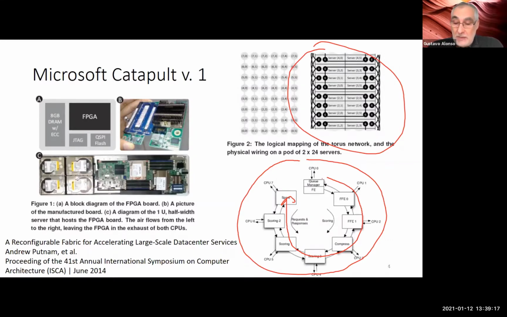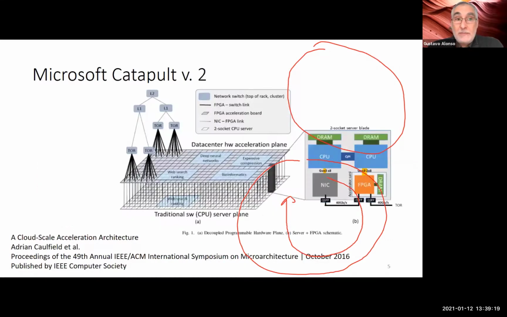on the cloud. So they came up with version 2 of Catapult. Version 2 was described in a paper that appeared 2 years later. And version 2 starts looking like something that we are more familiar with, right? So the FPGA, and this is what you see.